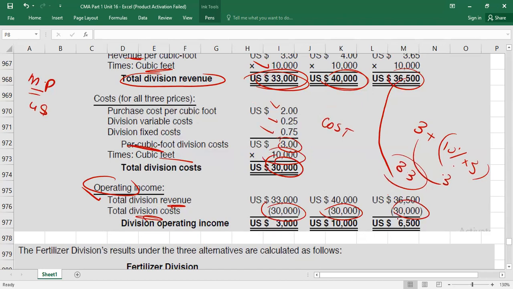So what you will get here? Revenue minus cost. You will get what? Operating income how much? 3,000. Operating income 10,000. Operating income 6,500. You got it? Now we have another data for fertilizer division also. We are done with only nitrogen.